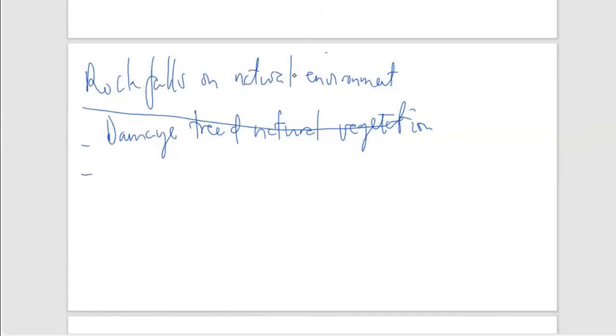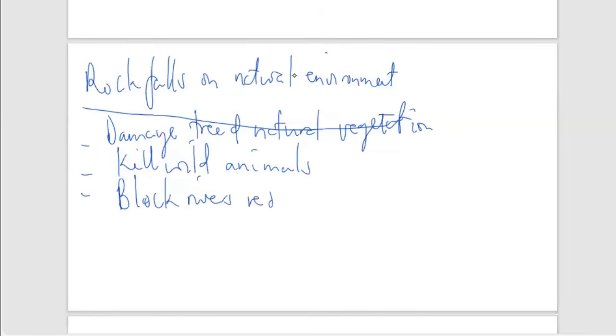Then you can also look at other impacts, like the rock falls will kill wild animals. If the rock falls find wild animals on their way, they are going to kill them as they go down. Also, the rock falls can block rivers, resulting in temporary damming, which can cause flooding on the environment. We are looking at temporary damming here because of the rocks that would have fallen.